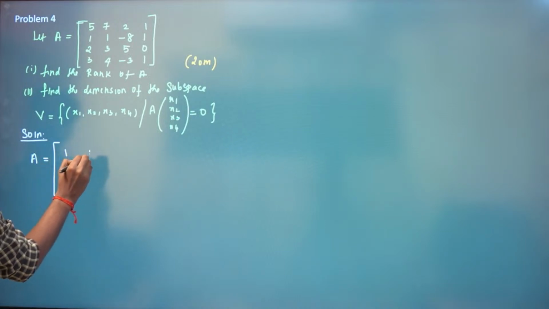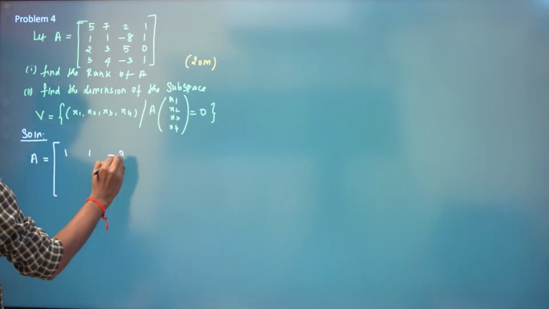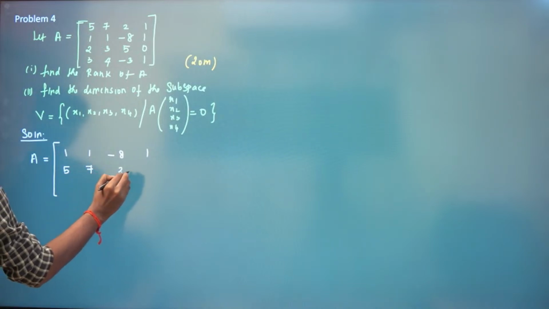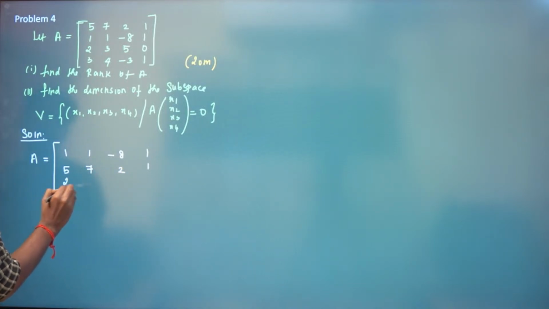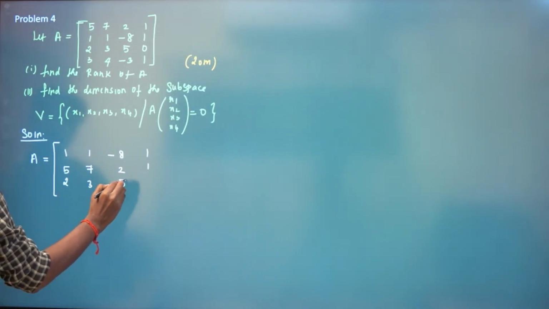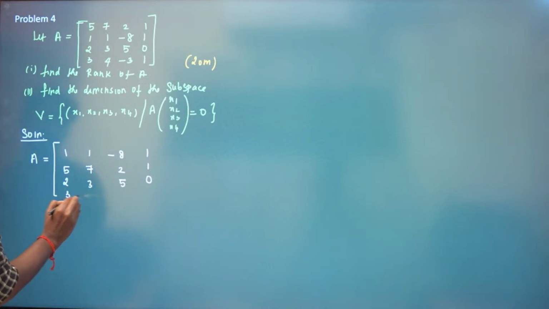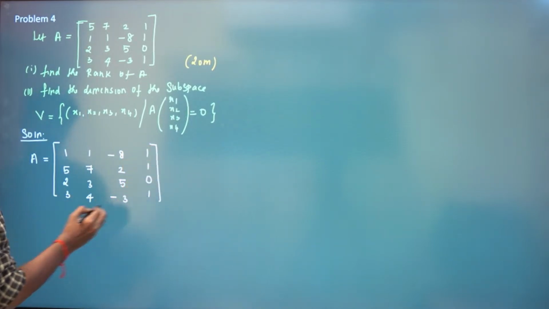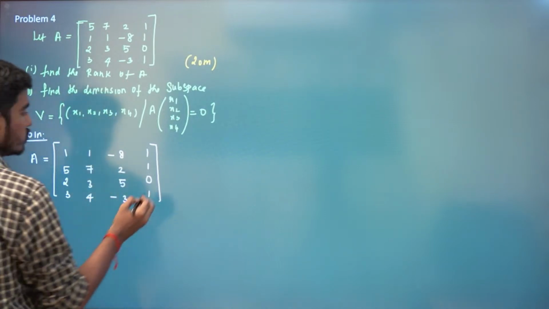So A is given as, I'll just change the first two rows: 1 1 minus 8 1, 5 7 2 1, 2 3 5 0, 3 4 minus 3 1. I hope everyone knows how to find rank. I'm not going to explain, I'm just going to do the problem.